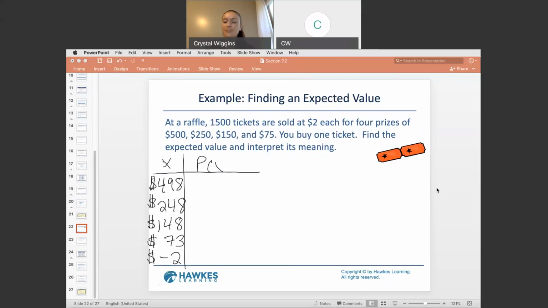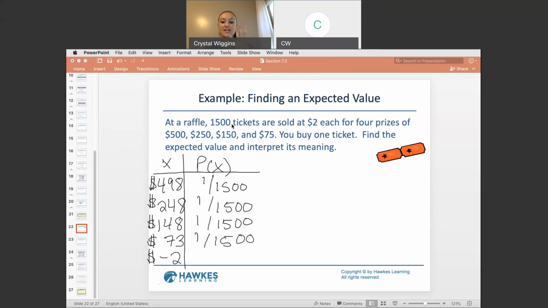So now the next step would be to find the probabilities of each one of these outcomes occurring. Well, there's only one $500 prize, which means only one of the 1,500 tickets is going to win it. So there's a probability of 1 out of 1,500. Same thing for each one of the prizes. There's only 1 out of the 1,500 tickets that is going to win each of these prizes. So they're all a 1 out of 1,500 chance to win, which when you think about it, that's really not very likely.